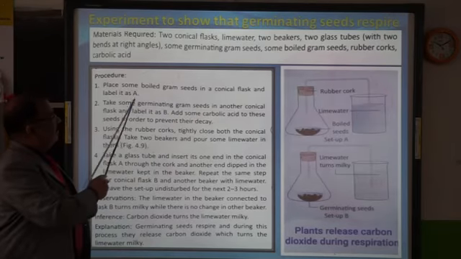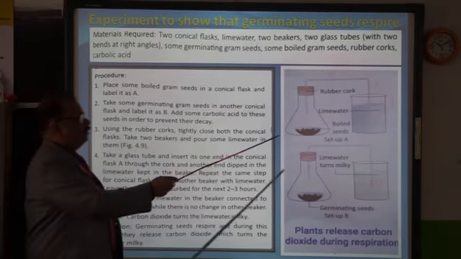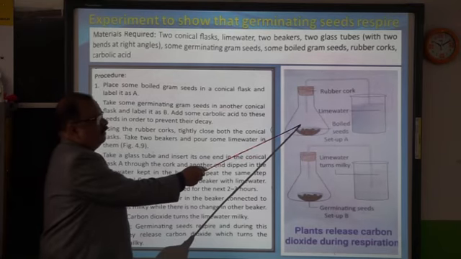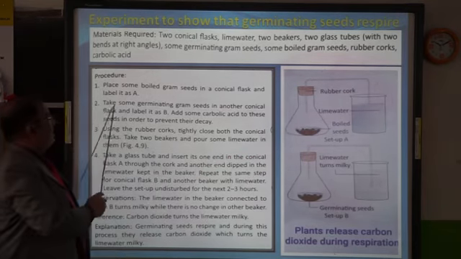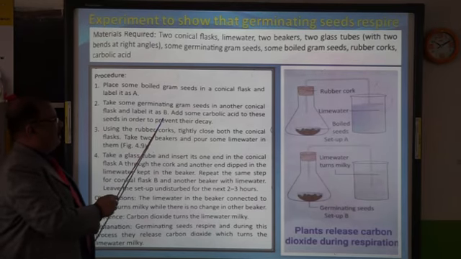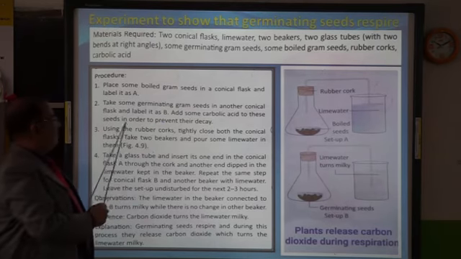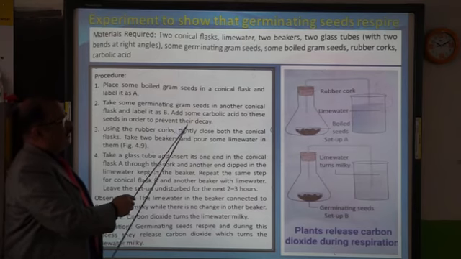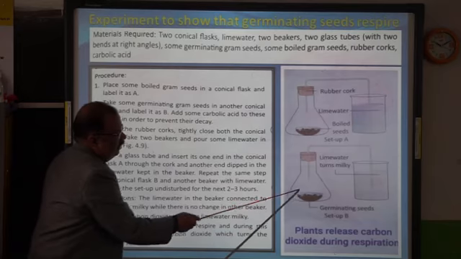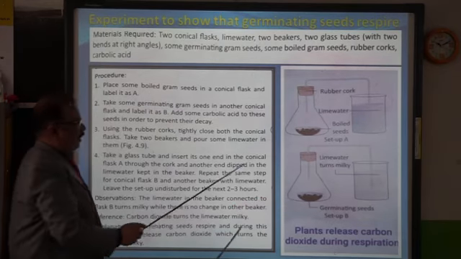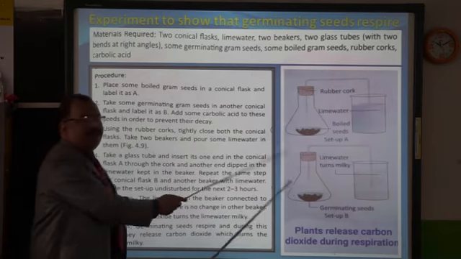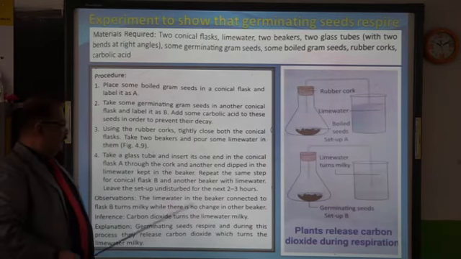Put boiled seeds in a conical flask and label it as A. That's what I have already told you. Here we have put the boiled seeds of gram and we have marked it as A. Take some germinating gram seeds in another conical flask and label them as B. Add some carbolic acid to these seeds in order to prevent their decay. So here we have also added carbolic acid and these are the germinating seeds of gram. A and B. A has got boiled seeds and B has got the germinating seeds.